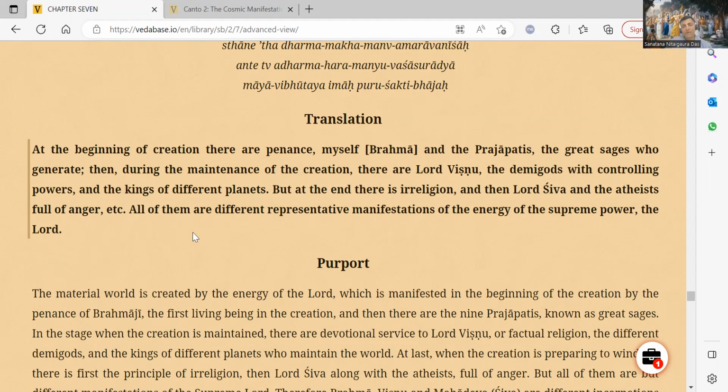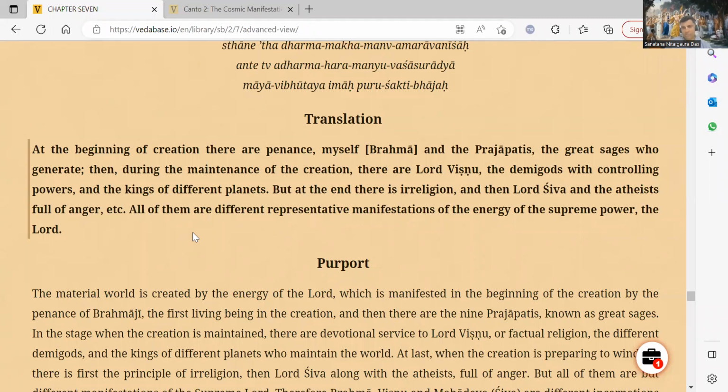All of them are different representative manifestations of the energy of the supreme power, the Lord. Right now, he's coming back saying the Lord has empowered all of us. So we have spoken about Gunavataras. Beginning creation needs a little bit of passion, right? The secondary creation here that we are talking about, Brahmaji takes care of it.